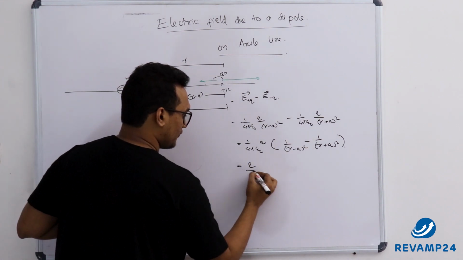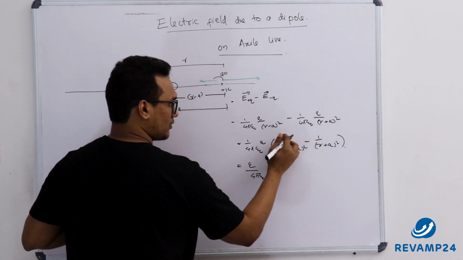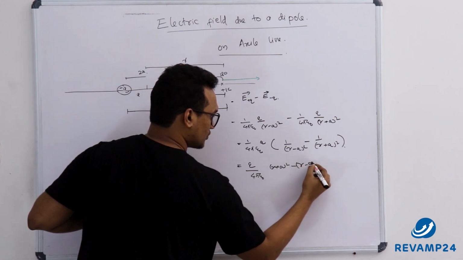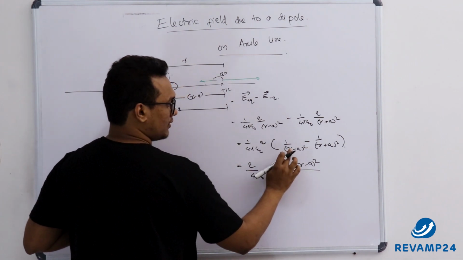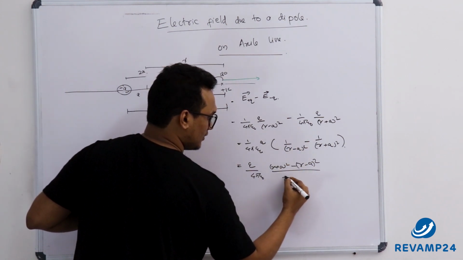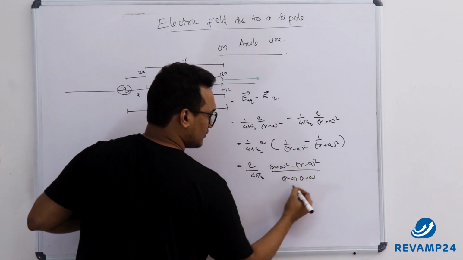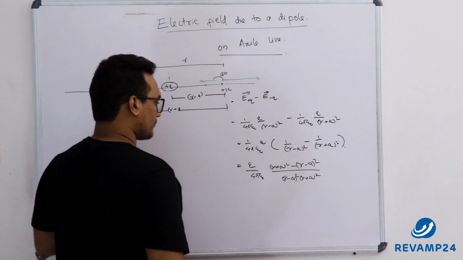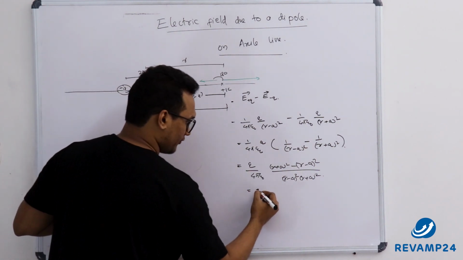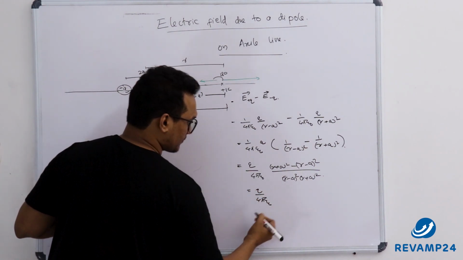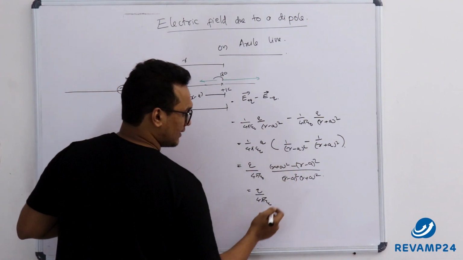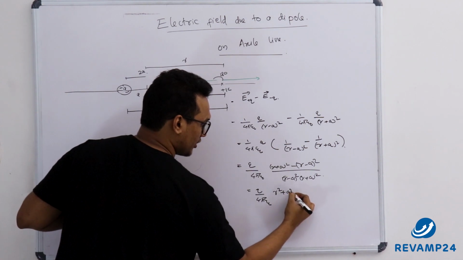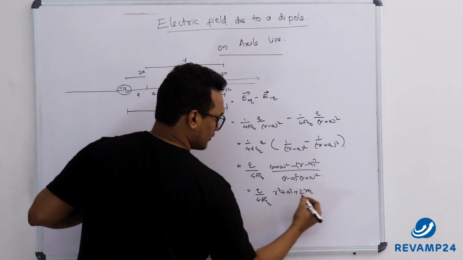So this will be Q by 4 pi epsilon 0 cross multiply (R plus A)² minus (R minus A)², divided by (R minus A) into (R plus A), the square of (R minus A) into (R plus A) square. This is (a plus b) the whole square, right? So a² plus b² plus 2ab.